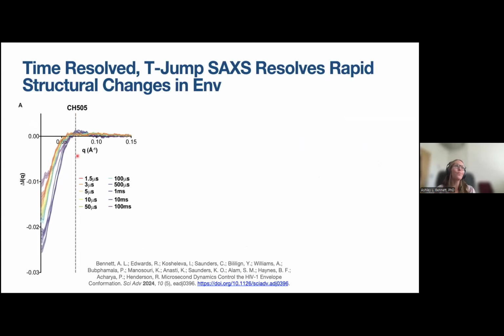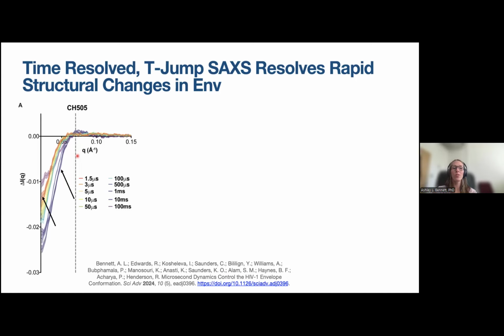So for our time results, this is our time-resolved SAXS profiles that we were able to collect for the CH505. And this is the difference curve. The -5 microseconds curve has been subtracted off from the time point to give these scattering profiles here. And what we notice in our scattering profiles is that at 1.5 microseconds, we can already see a scattering feature that's started, but it's not complete yet. It continues to evolve at the later time points.